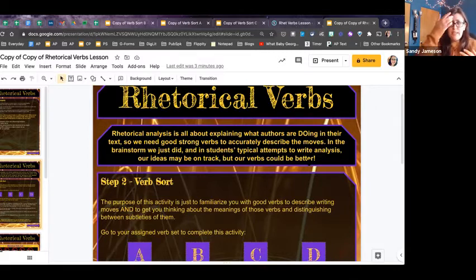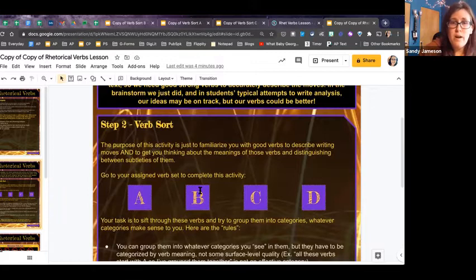And so today's activity, if we were doing this in class in a non-COVID year, we would get out little slips of paper and physically move them around on the desks. Students tend to enjoy that, but we have to do it electronically this year. But the point of it is to familiarize you with some good verbs that describe writing, and to get you thinking about the meanings of different verbs, distinguishing between the subtleties of them. This whole activity is really just about getting you thinking more in depth about these words that are used to describe writing.